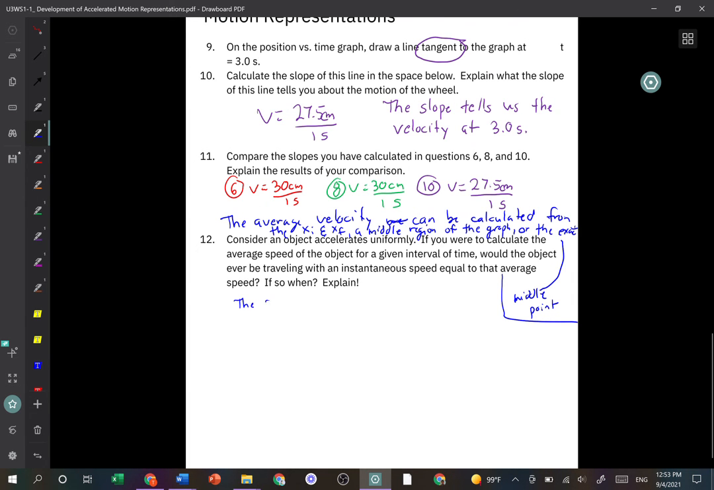So the average speed and instantaneous speed are the same at the halfway time, t of 1/2, in the entire time interval.